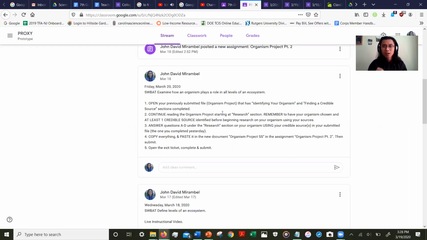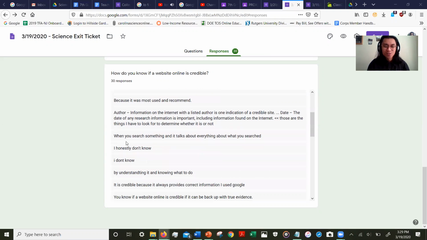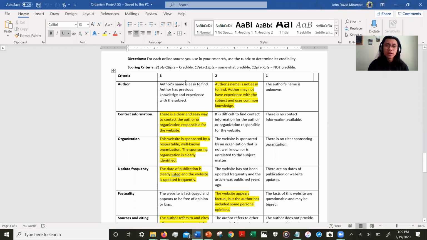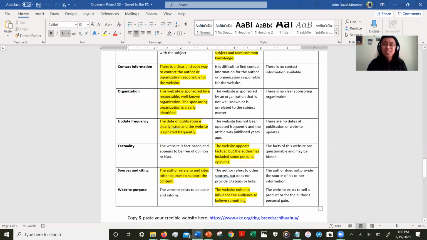But before we get there, I wanted to check out the exit tickets that we submitted yesterday because this is very important. How do you know if a website online is credible? Now, I received a couple very well thought responses, as you can see here, but there are also responses where some of you put down, I honestly don't know, and I don't know. Now, we would know if we went through the criteria, so make sure if you do not have this rubric out, if you did not fill out, is your website credible, this is something you need to fill out.